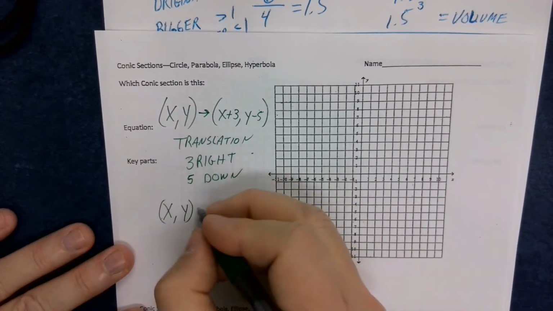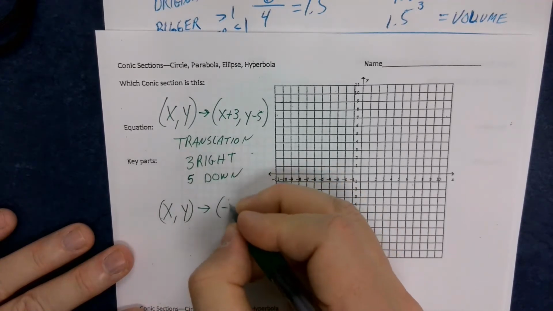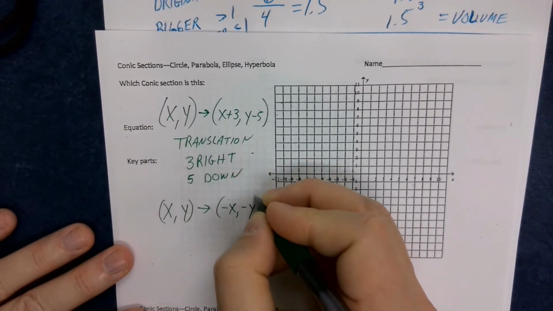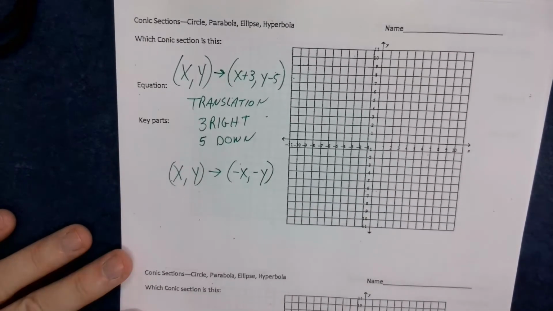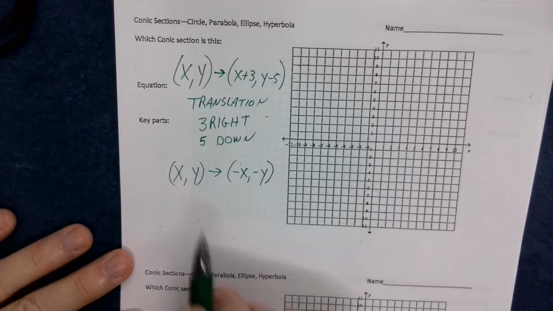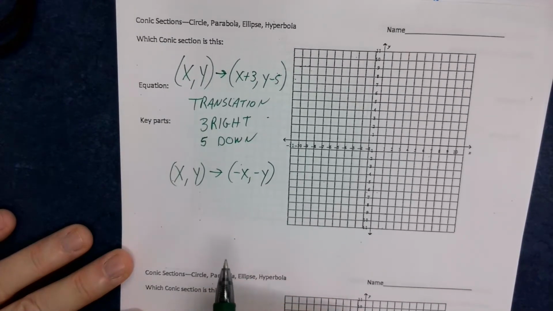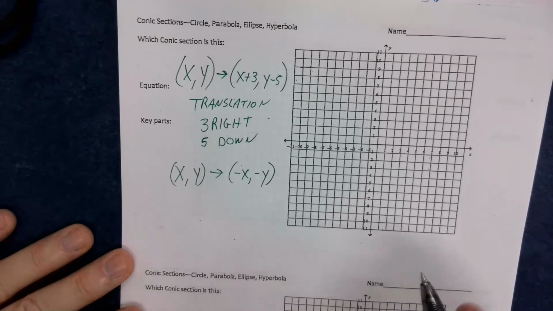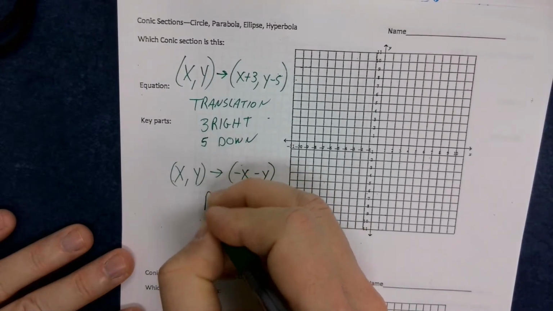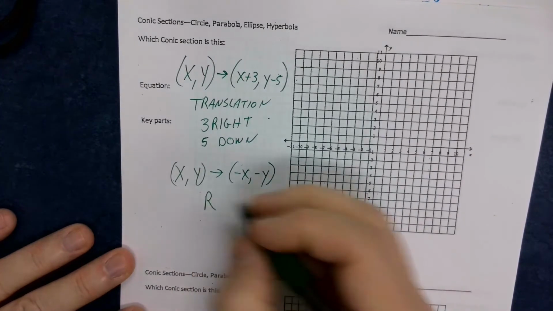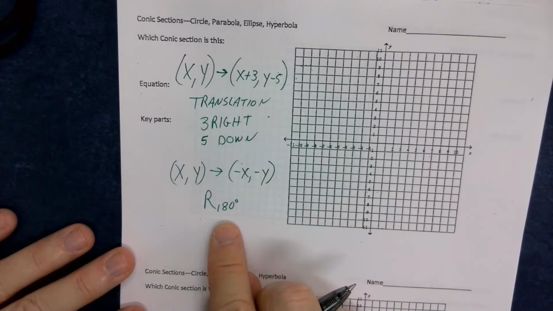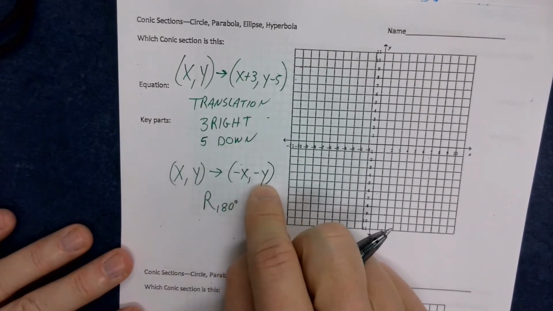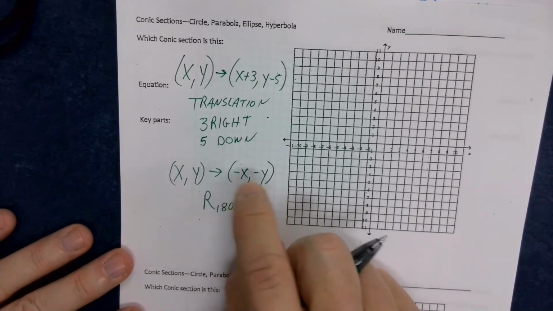So what about this one? x comma y becomes negative x comma negative y. Like that one, man, that's another one of those transformations. The question is, is this a translation? Is it not a translation? For those of you at home, hopefully you're just like, bam, I know what that one is. That is a big R of 180 degrees. That is a rotation of 180 degrees because it flipped it over the y-axis and flipped it over the x-axis. Changed the x, changed the y.